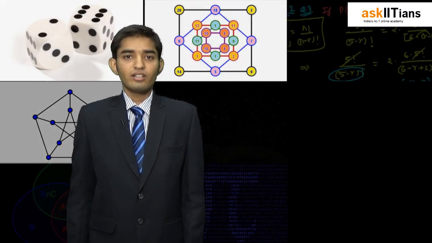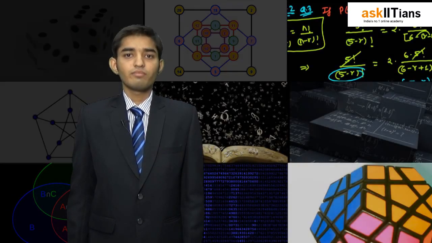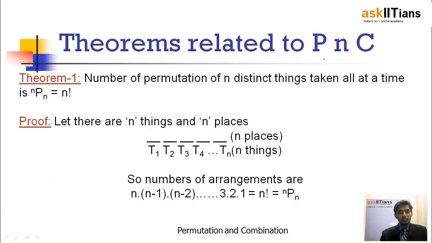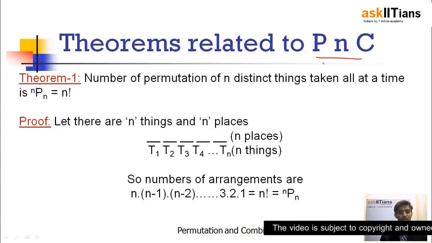We have already covered the fundamental principle of counting, permutations and combinations. So now it's time to look at theorems related to permutations and combinations. Let's have a look at that. Let us see different theorems that are related to permutations and combinations.